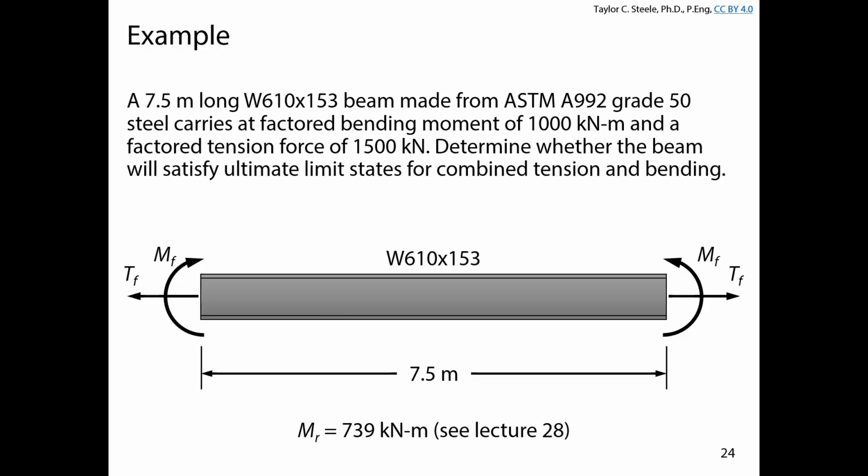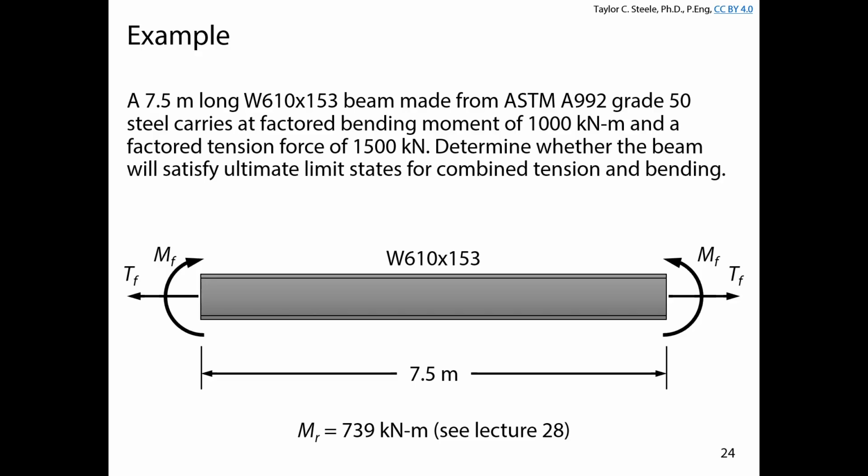Okay? So the first thing we need to do is check strength. And in terms of a clause number, that's clause 13.9.2. We have TF over TR plus 0.85 MFX over MRX plus 0.6 MFY over MRY has to be less than or equal to 1.